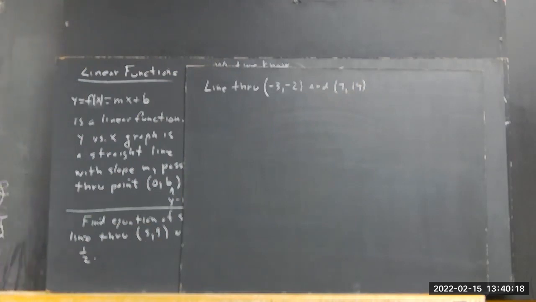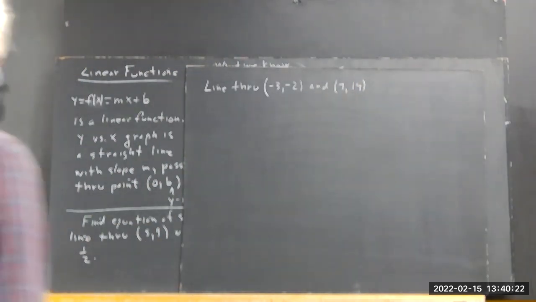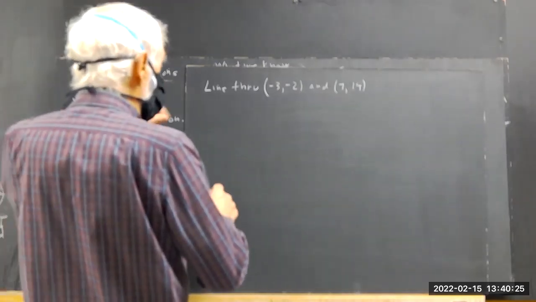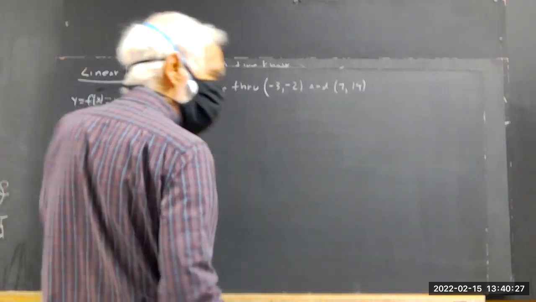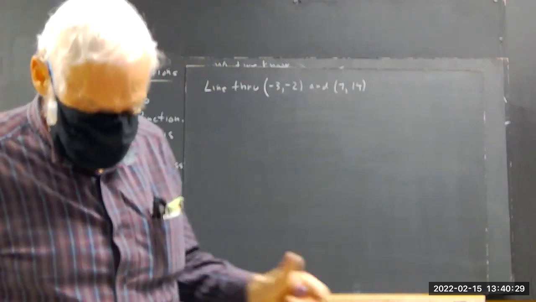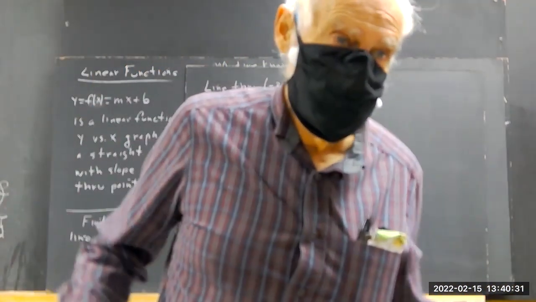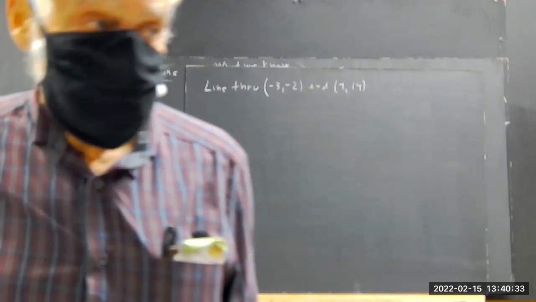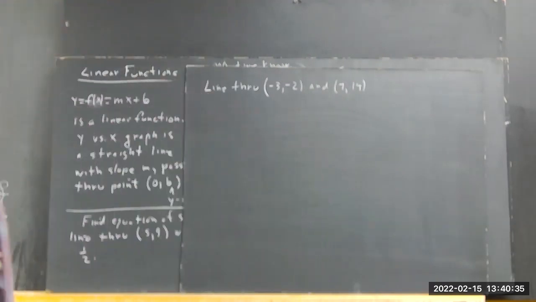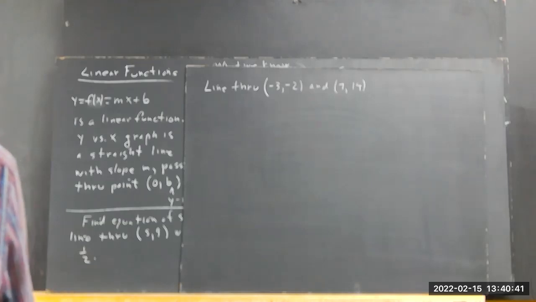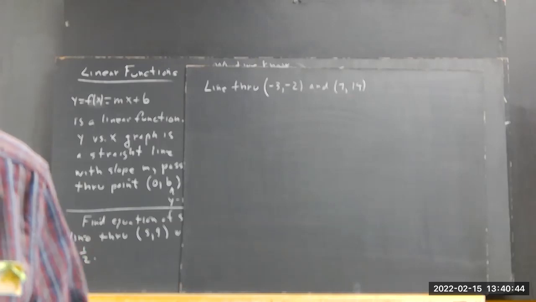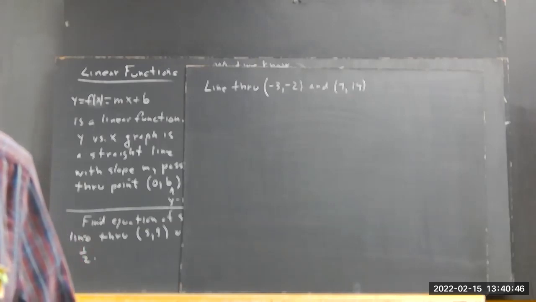Okay, I want a line through (-3, -2) and (7, 14). Now, we just went over this in one of my other classes. Everybody did their homework by formulas they saw in OpenMath, and didn't understand a thing about what they did, even though I showed them what everything meant. Okay?